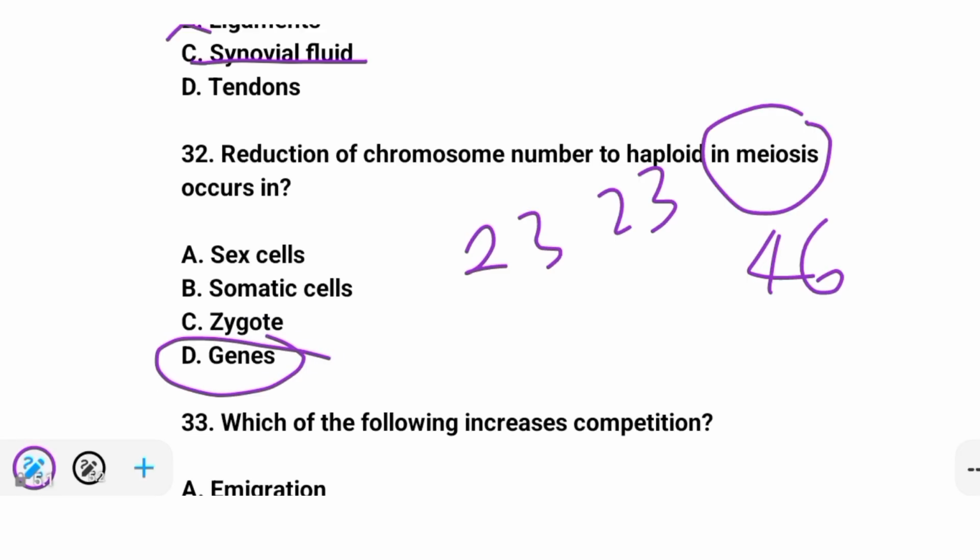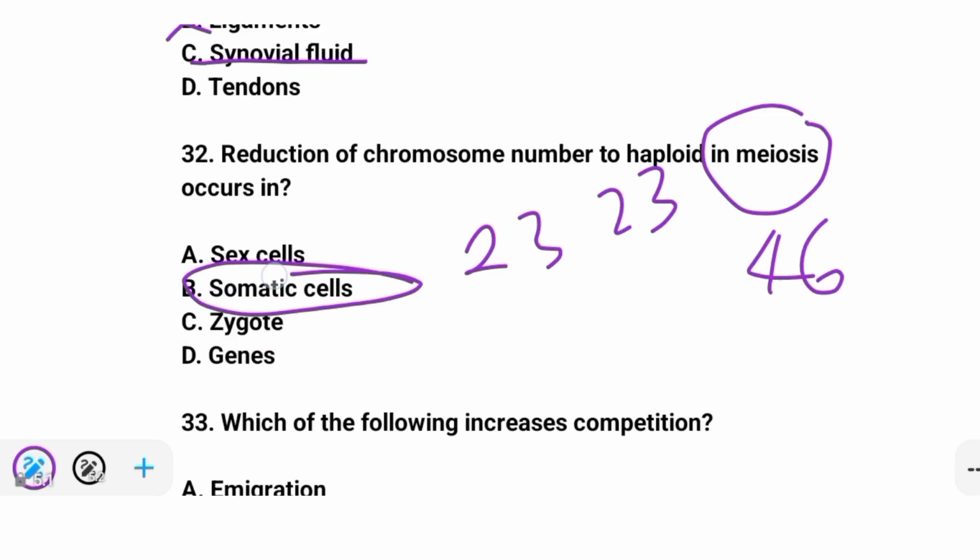So genes have nothing to do with this process. Zygote is the fusion of the sperm and the egg cell, which later results in the fetus. So that one has 46 chromosomes complete, because the fetus is developing to a full human being. A full human being has 46 chromosomes. So that one is not the answer.